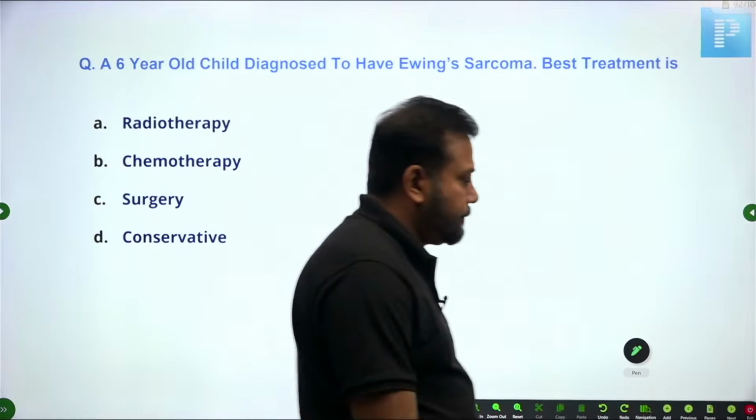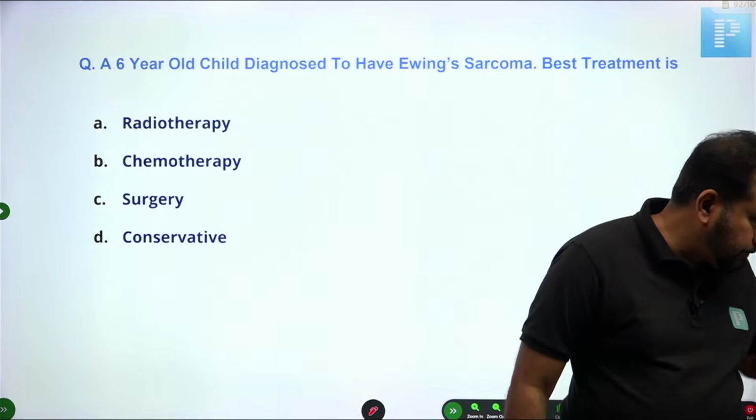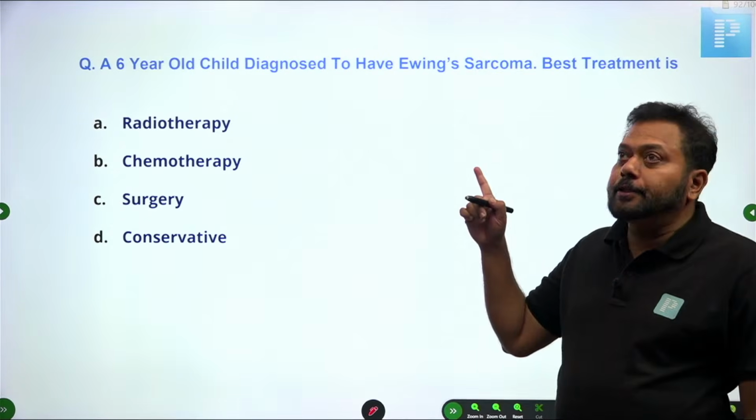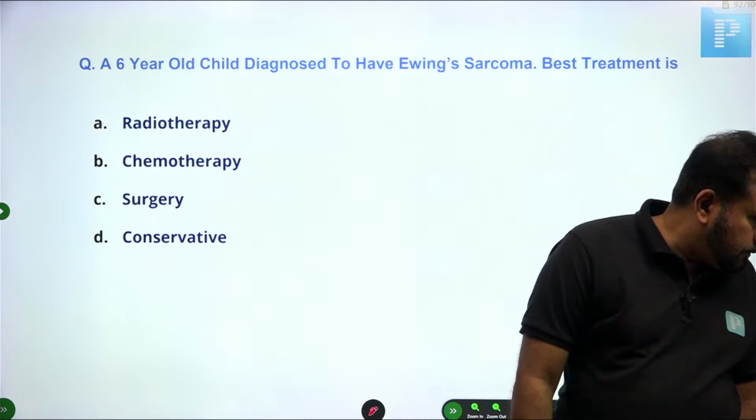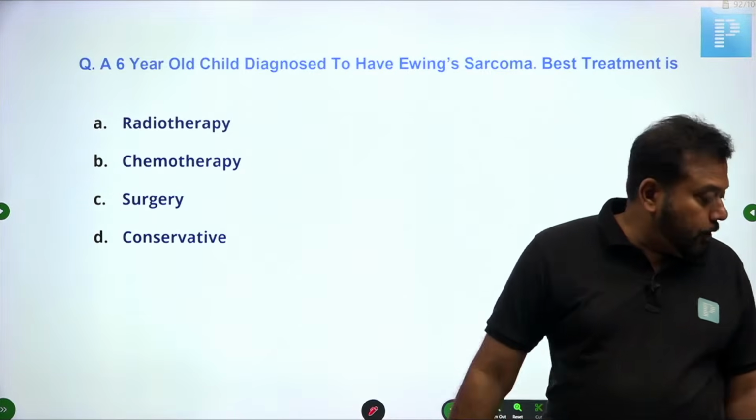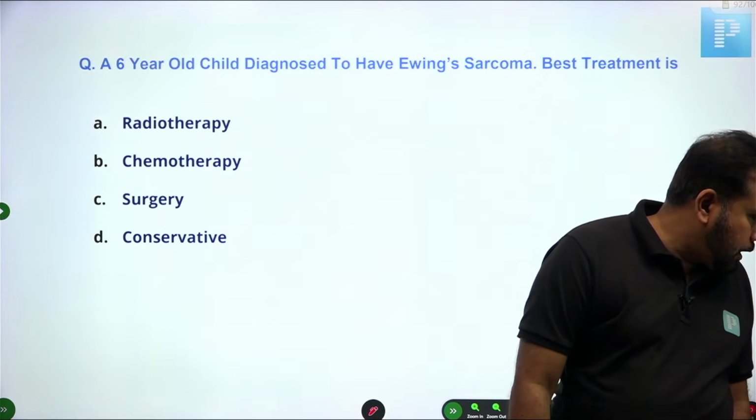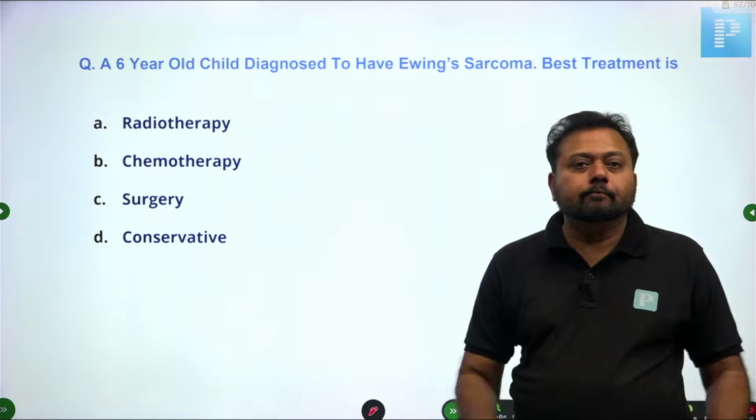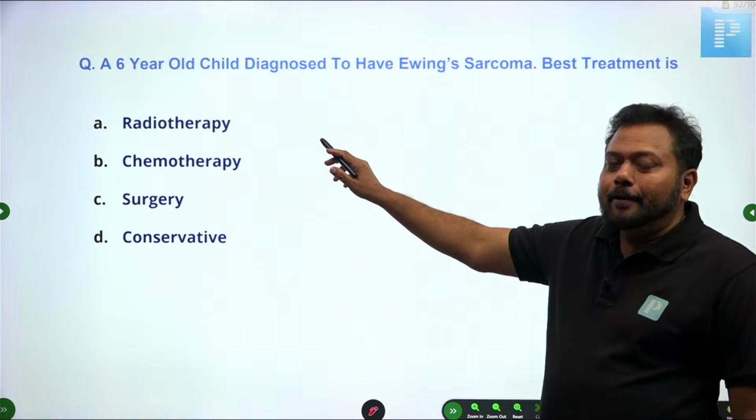Best treatment? 6-year-old child diagnosed to have Ewing sarcoma. Best treatment is? Please answer. Very good. Very good. Okay, Afridi, Neha Singh, Pujta. Excellent. This is a tricky question because radiotherapy is there.